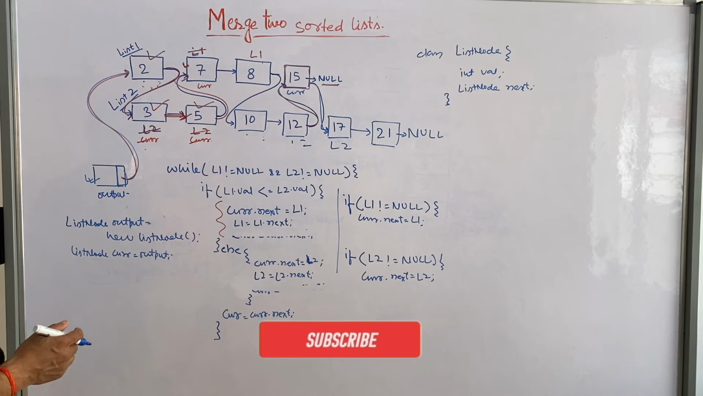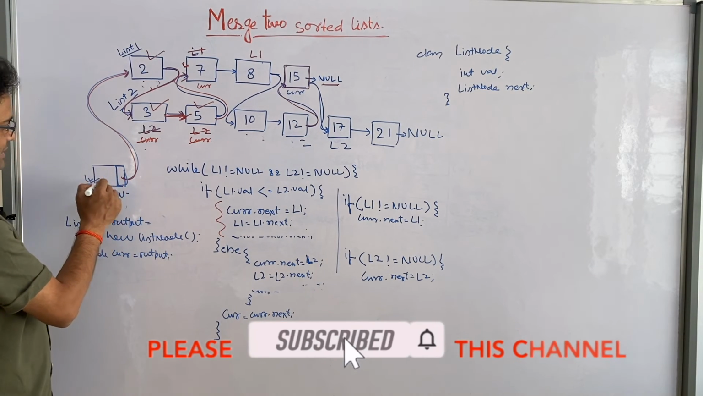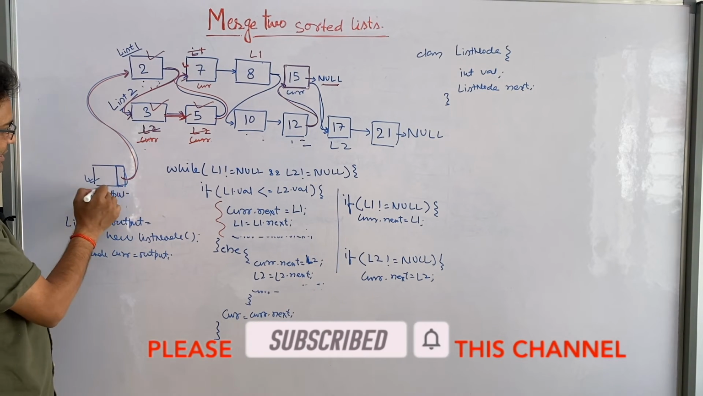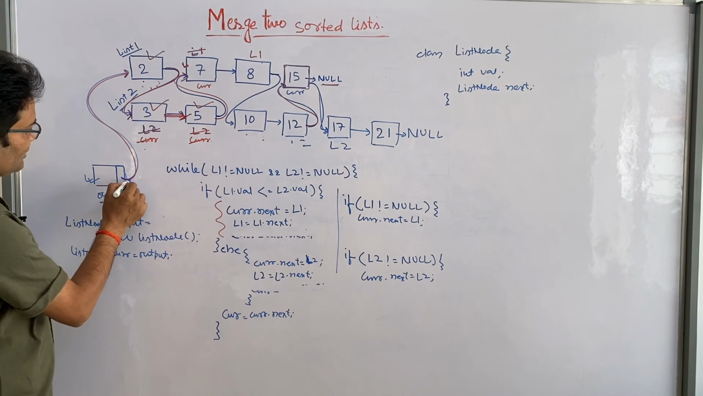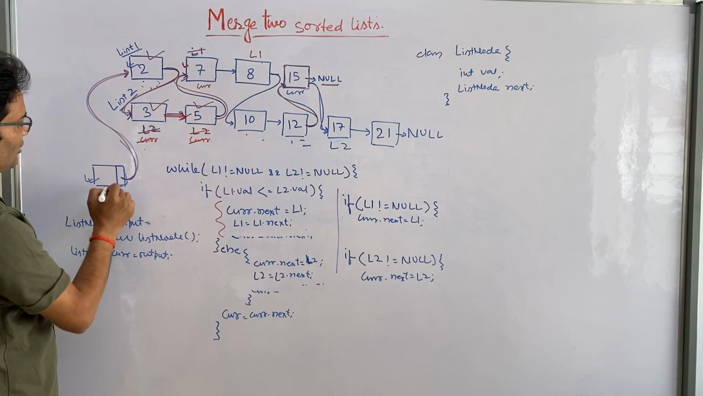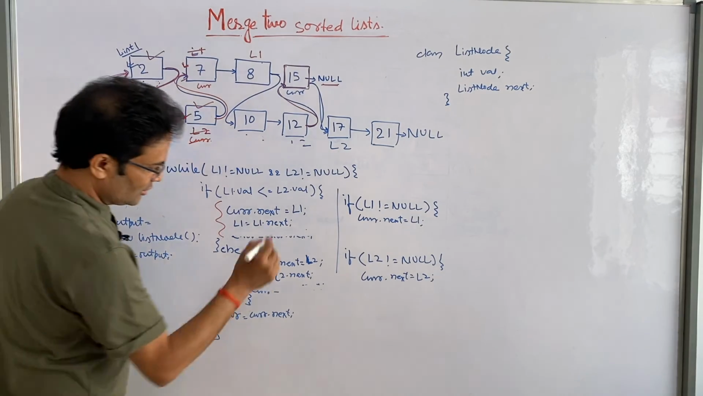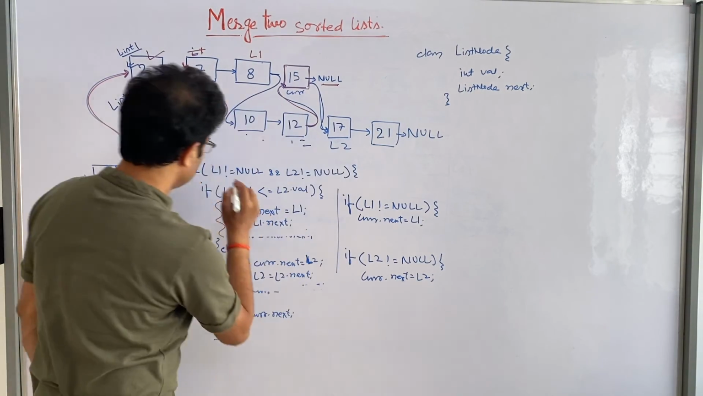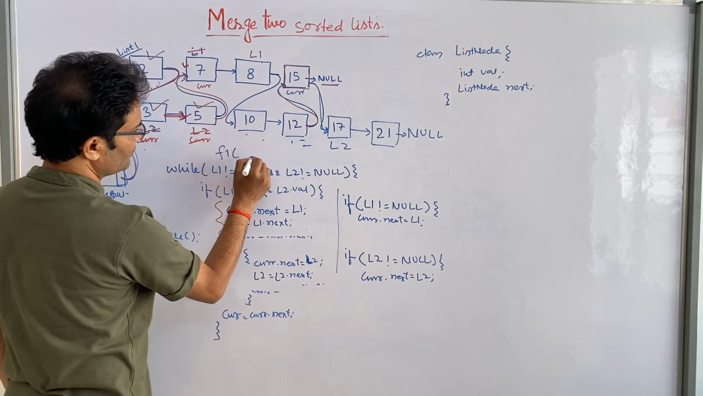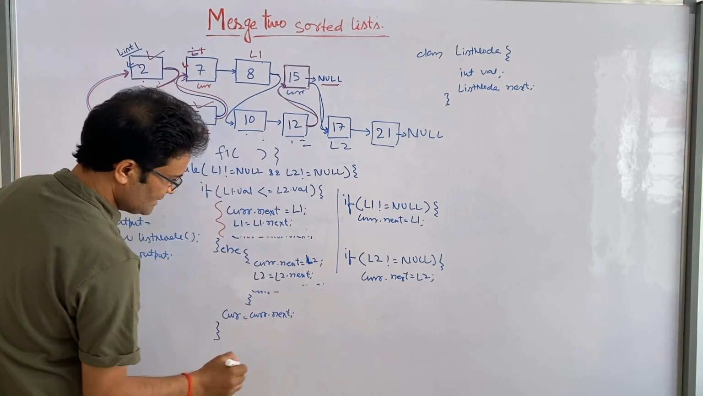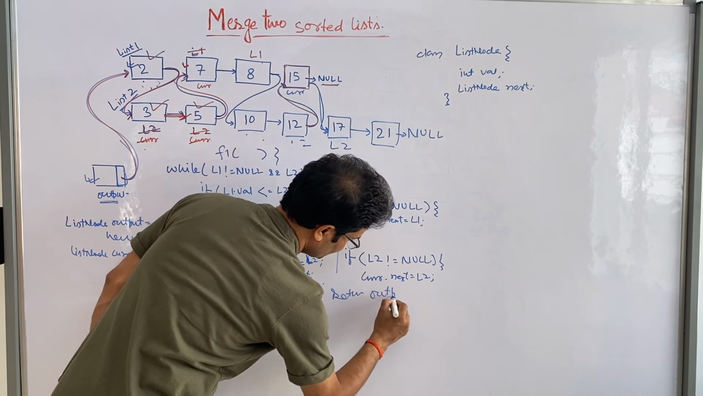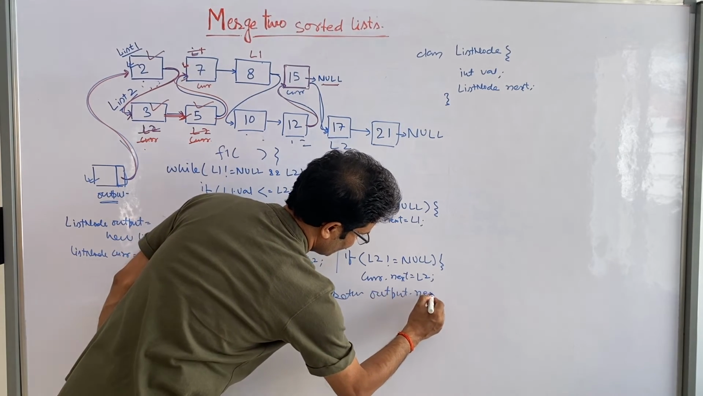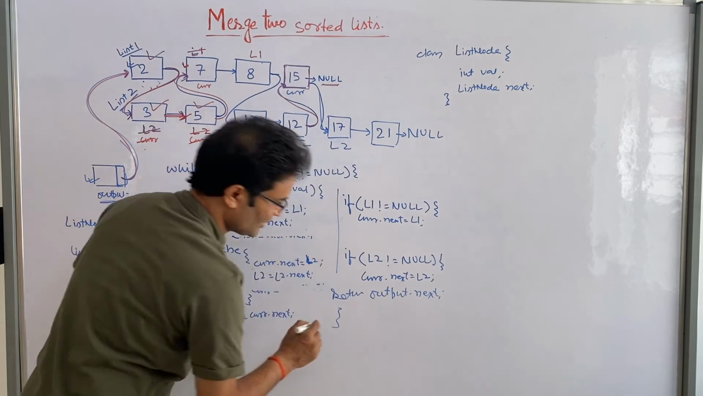And what we have to return? We should not return the output itself, because this is my head, the empty node. So we have to return from here, the output dot next. So in this method, suppose this is your method name F1, this method you have to return output dot next. This is the complete thing.